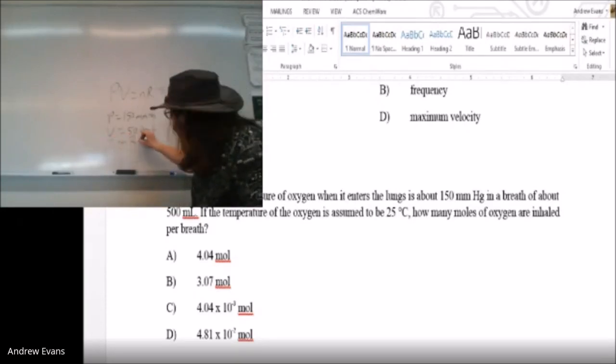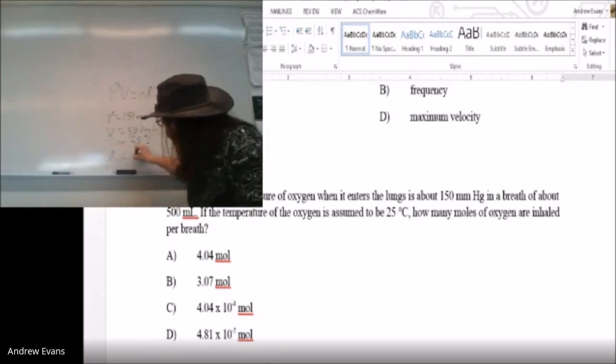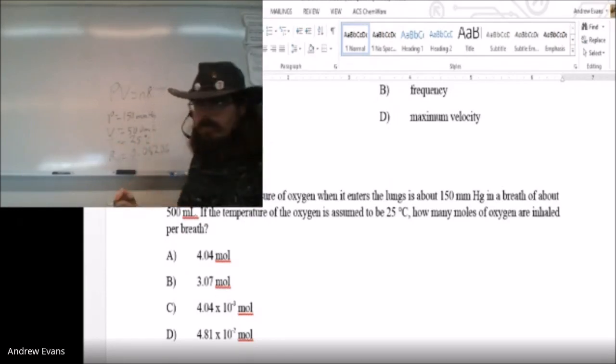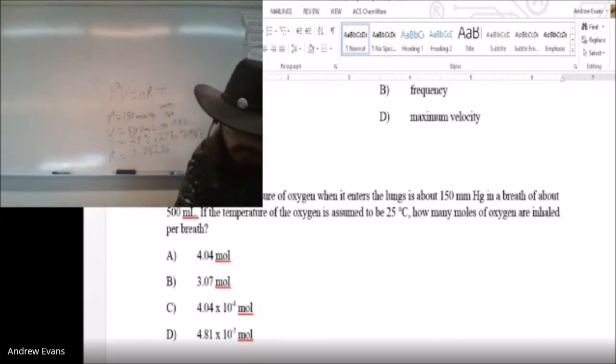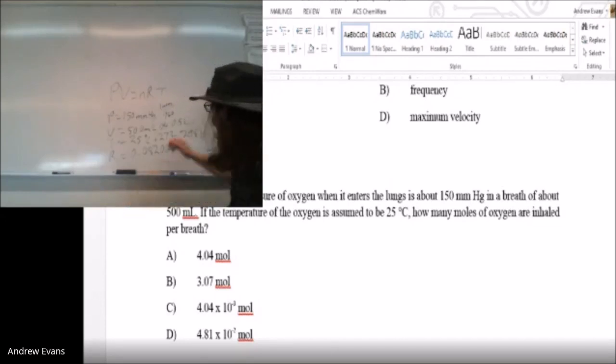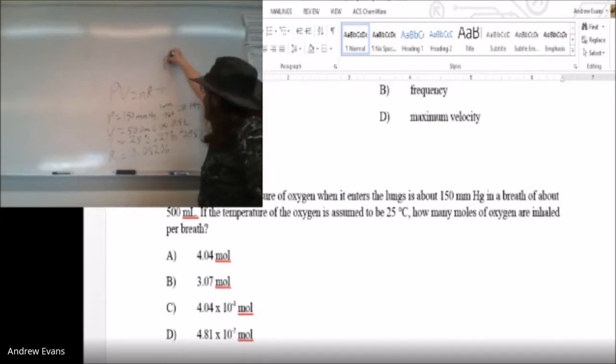T is 25 C. And R is going to be 0.08206. So first thing we got to do, convert everything. So add 273 to make it 298 Kelvin. Turn mL into liters, so 500 mL is 0.5 liters. And 150 millimeters of mercury: in one atmosphere, there is 760 millimeters of mercury. So 150 divided by 760 is 0.197.